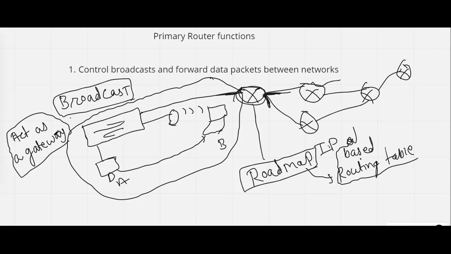And it keeps routing tables. In those routing tables, it knows how to get to a destination, based on some calculation, which we will discuss in the next coming chapters or lectures. So that is the main function of the router. Let me show you one picture now of the router.